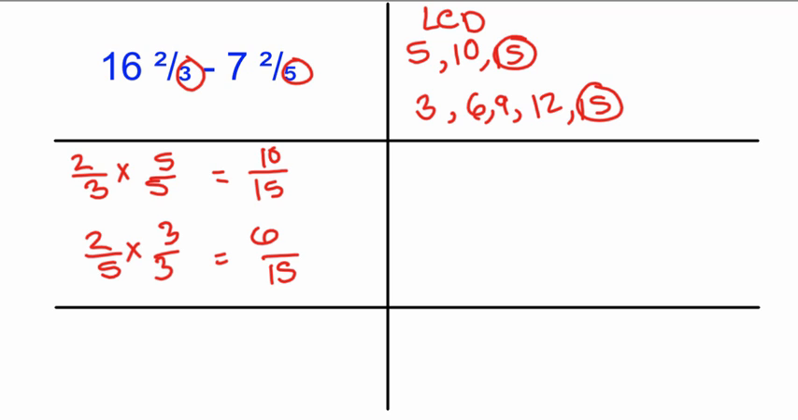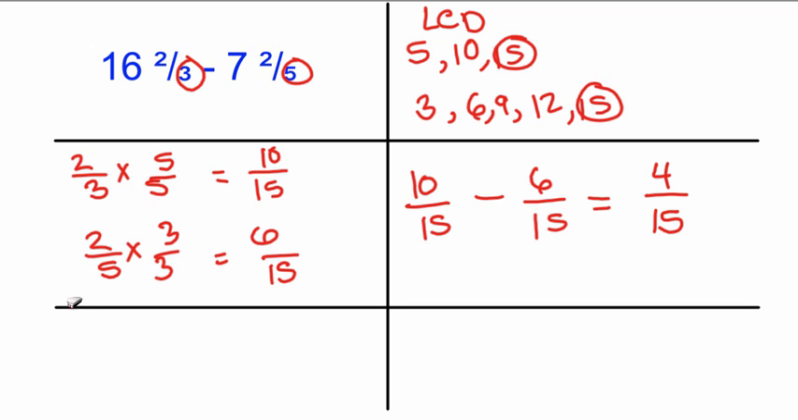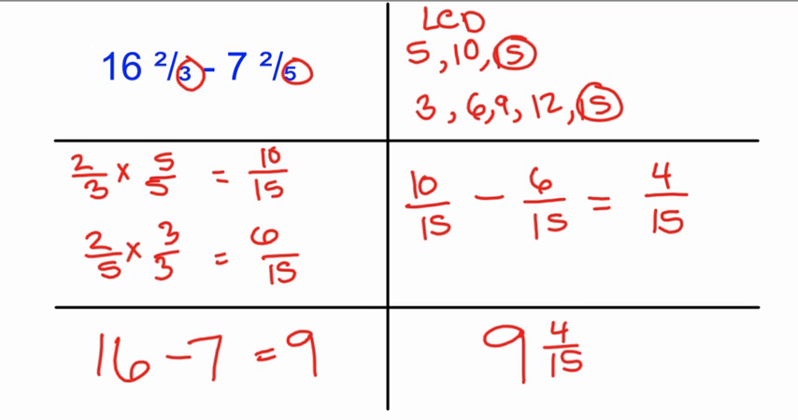Okay, so our two new fractions are going to be 10/15 minus 6/15. Those have common denominators, so we can go ahead and subtract these. 10 minus 6 is 4, and our denominator stays the same. Just like in our other video adding mixed numbers, we're going to just subtract our whole numbers here. So 16 minus 7 is 9. Then in our final box, we will piece together our whole number and our fraction. So 9 4/15 is the correct answer for this problem.